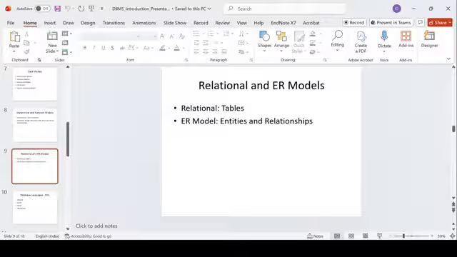So next we see the relational and ER model. The relational model stores data in tables consisting of rows and columns. So the ER model represents data using entities and relationships.